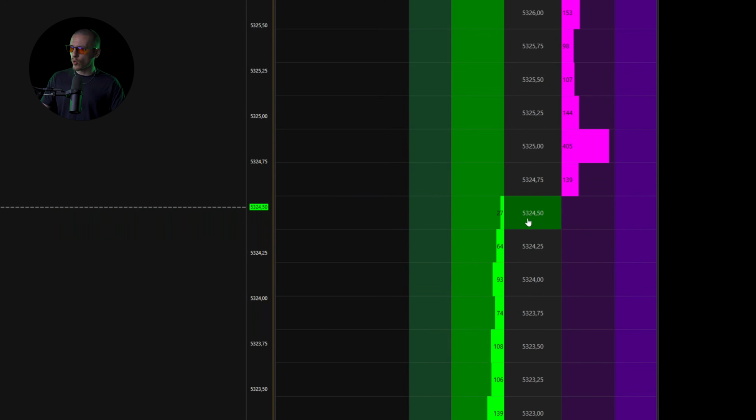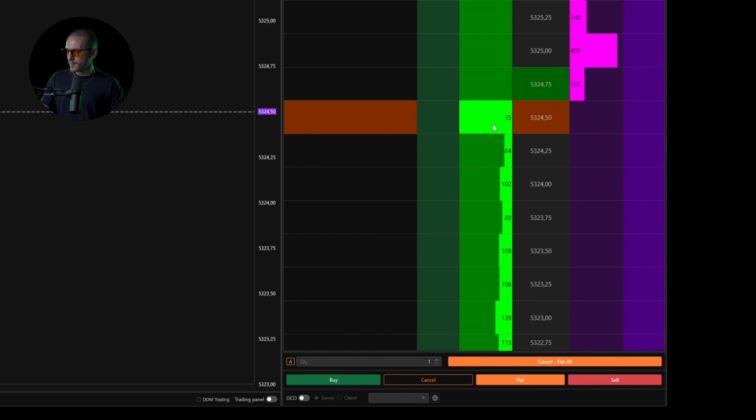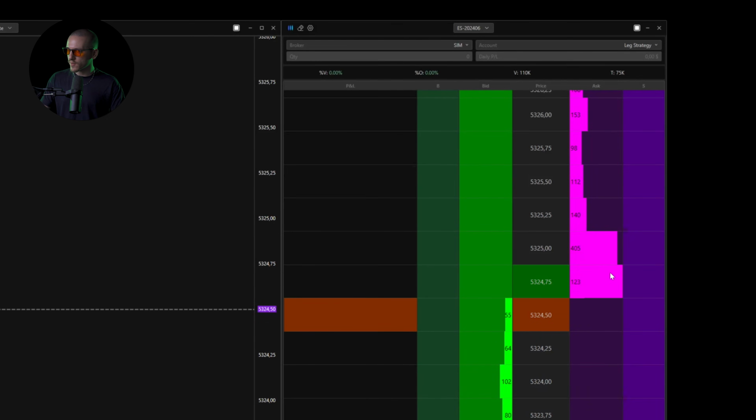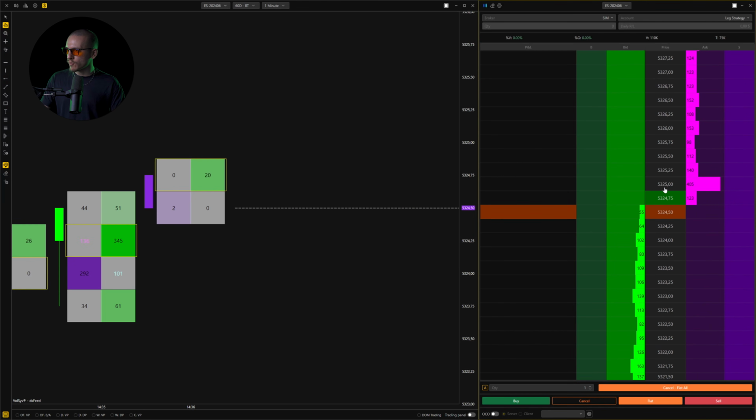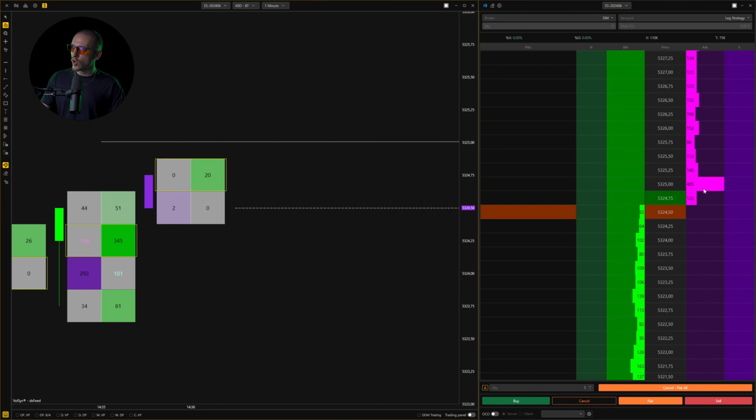And here we have the order book. So this is the bid, so buy limits. This is the ask, so sell limits. And we can already see in this level over here, 5325, which is going to be this level, there is 400 contracts, which is a bigger order than all the rest. So let's see how the market will interact with that order.